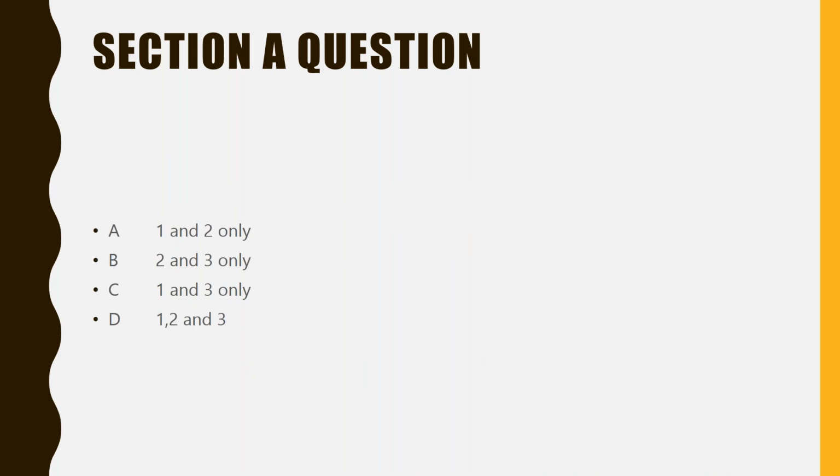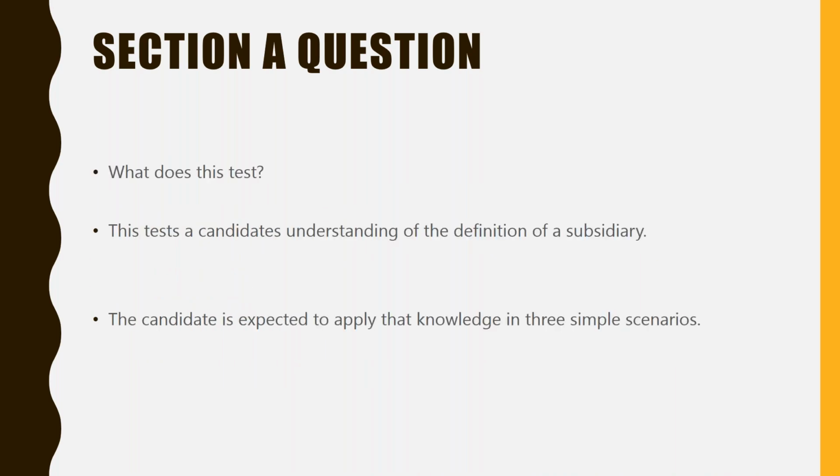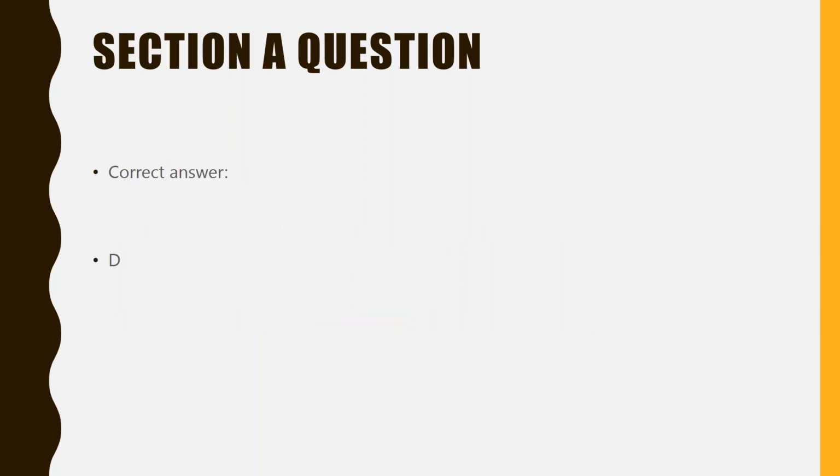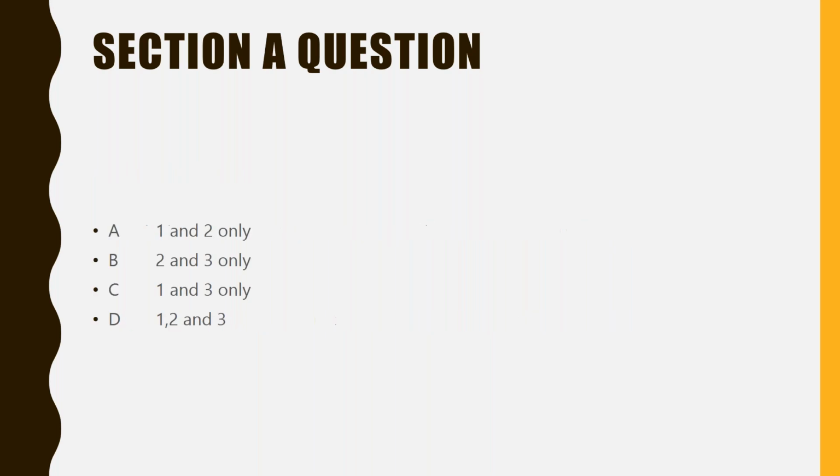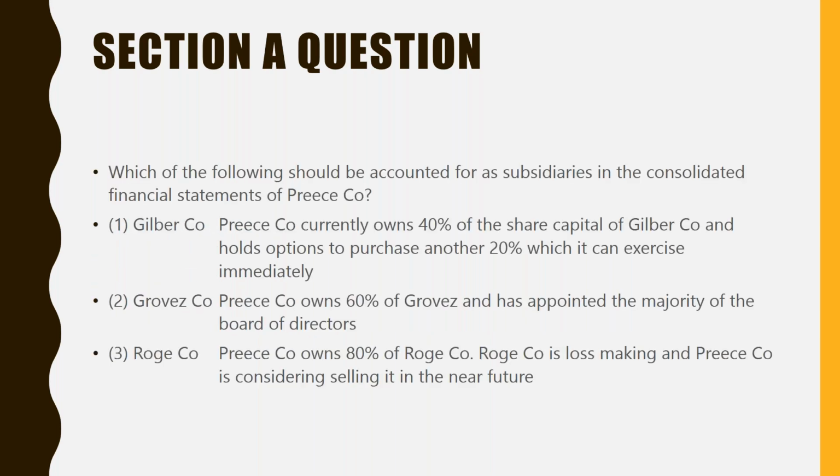So again, you have to know the detail of this. So what does this test? What the examiner was trying to get here, to make sure that you had the learning outcome, was this: it tests your understanding of the definition of a subsidiary. You are expected to apply that knowledge in 3 simple scenarios. So what was the correct answer? D. And D was 1, 2, and 3. So in all 3 cases, this was a subsidiary.